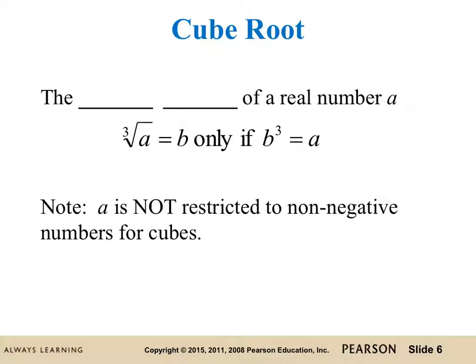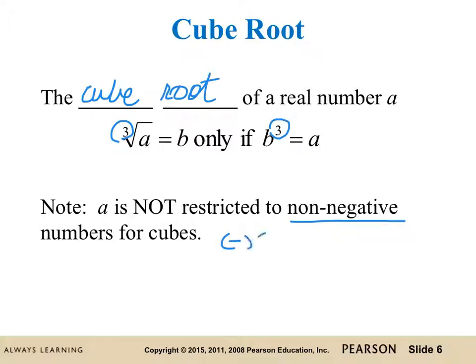The next thing we're going to talk about is something called a cube root. The cube root of some number a is equal to b only if b raised to the third power is equal to a. Notice that in this case, a is not restricted to non-negative numbers, because we could take a negative times a negative times a negative, and we would get a negative answer. So it is perfectly all right to take cube roots of negative numbers. In fact, you can take odd roots of negative numbers, which is cubes, fifths, sevenths.